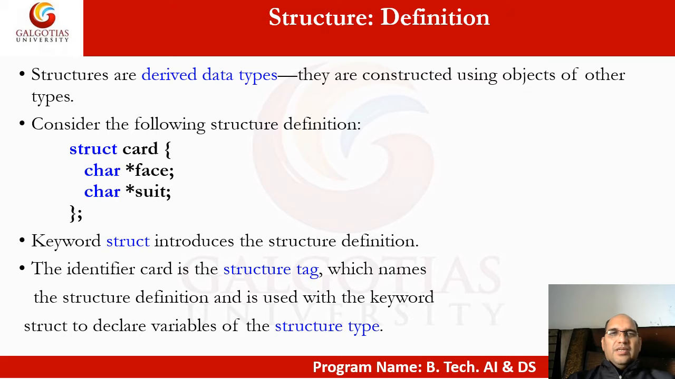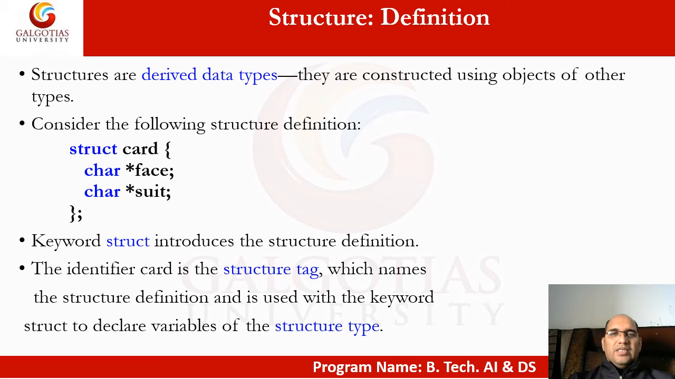Structure definition. Structures are derived data types. They are constructed using objects of other types. Let's see the example. Consider the following structure definition: struct card, opening curly braces, char star face, char star suit, closing braces, and semicolon.